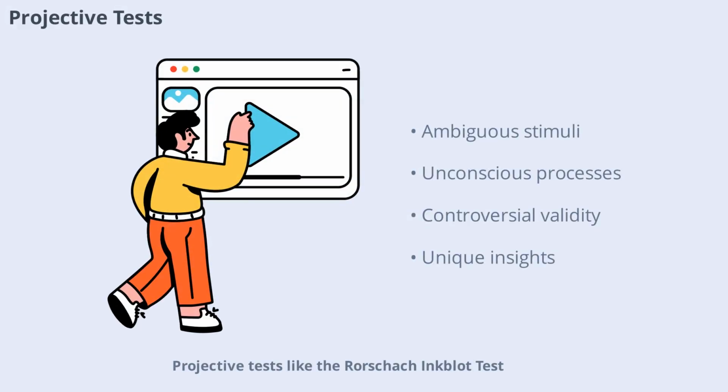Projective tests like the Rorschach blot test ask individuals to interpret ambiguous stimuli. The idea is that people will project their unconscious thoughts and feelings onto the images. While projective tests have a long history in abnormal psychology, their reliability and validity are often questioned. They are now used less frequently, but can still provide unique insights in certain cases.